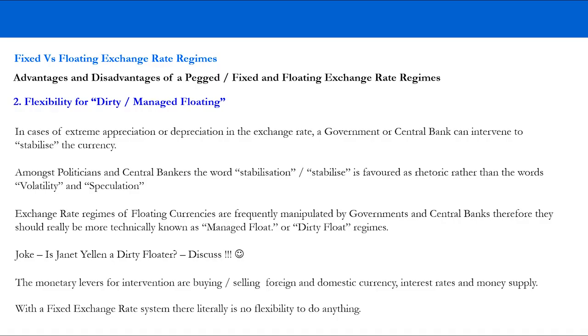Discuss, because the Federal Reserve in the United States frequently intervene to manipulate the value of the dollar upwards and downwards. The monetary levers for intervention are basically buying and selling foreign and domestic currency, and the classic monetary levers of interest rates and money supply. The reason why this is an advantage is because these levers can be used to enable depreciation and appreciation of an exchange rate if it gets out of control. So it becomes a managed float. So out of control due to exogenous factors.